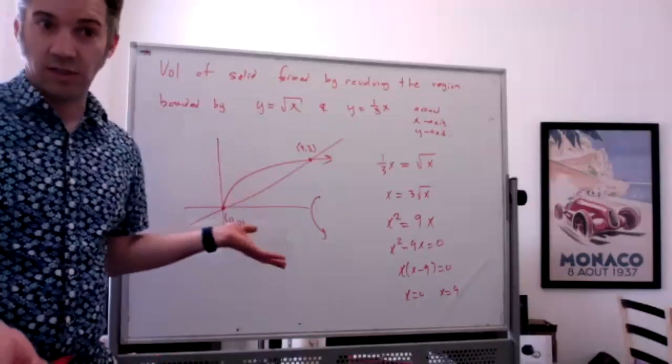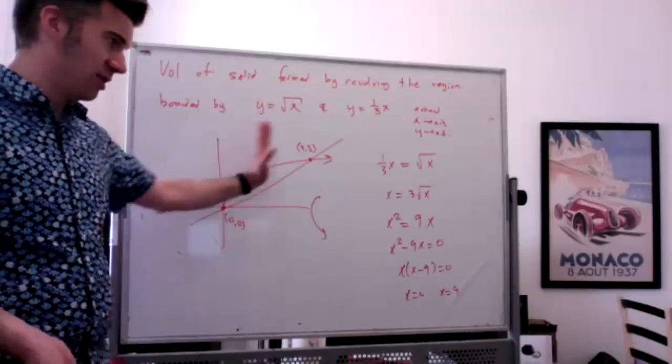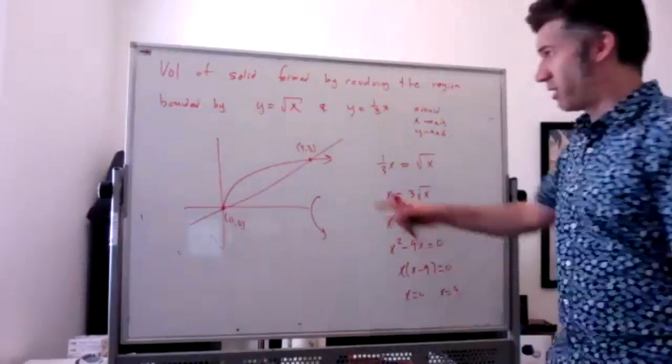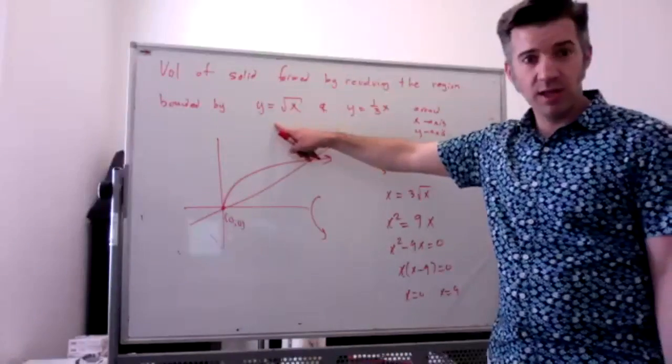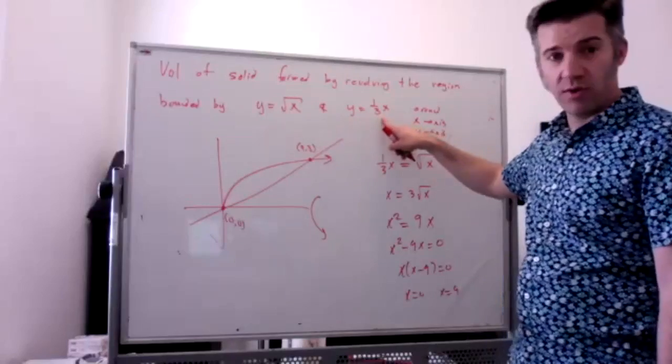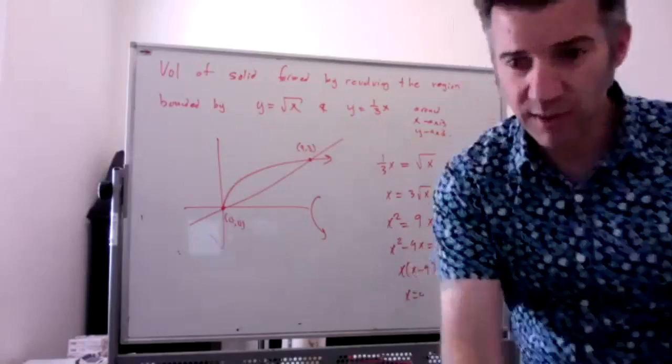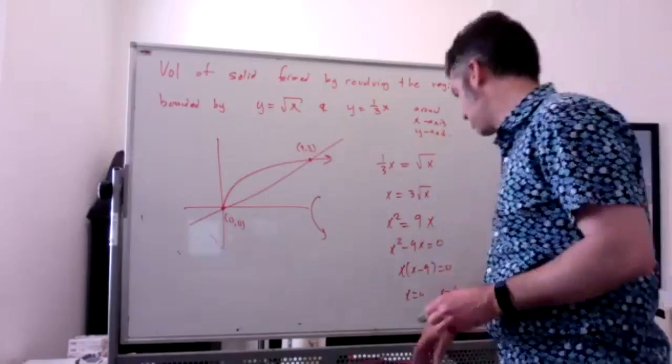And if you want to know which one's lower, you can pick any point between 0 and 9, like 1, and plug it in. If you plug in 1 here, you get y equal to 1. If you plug in 1 here, you get y equal to 1/3. So this is definitely the lower function. So now we want to rotate this around the x-axis.